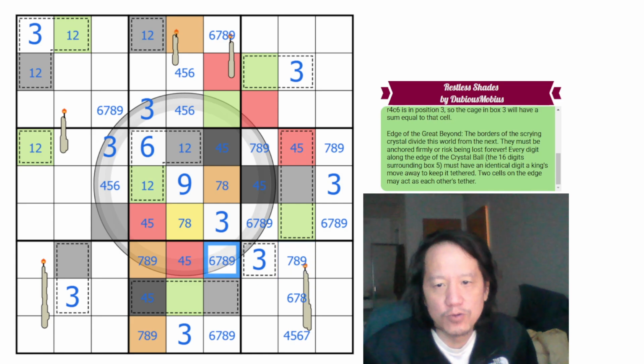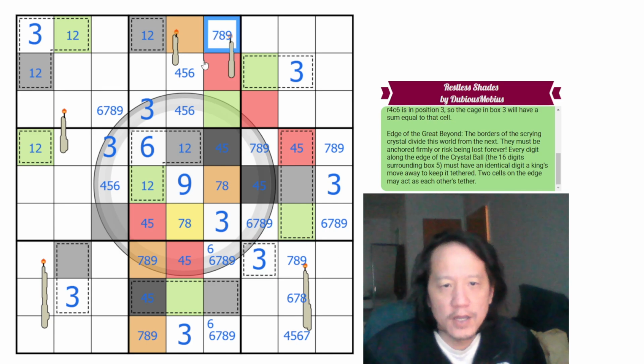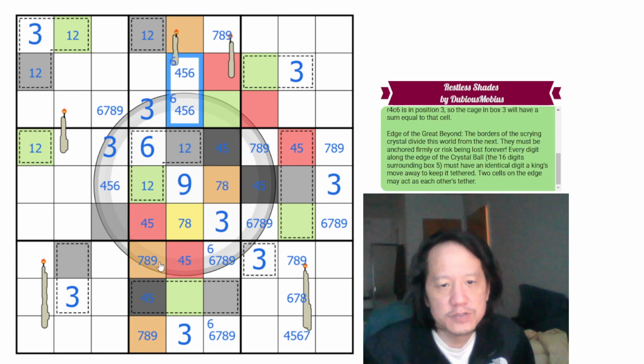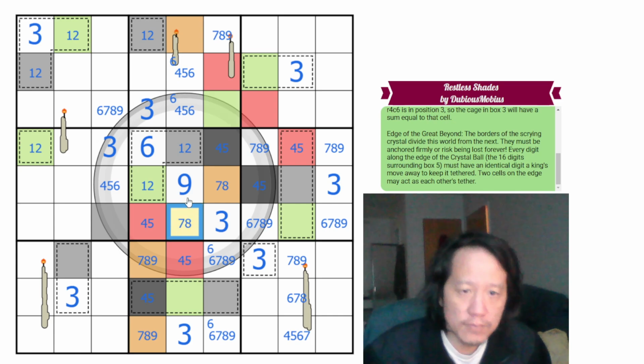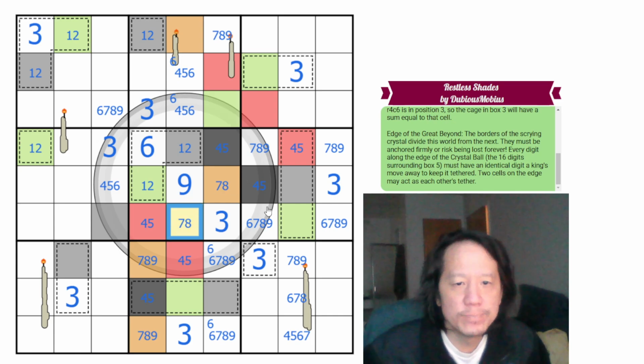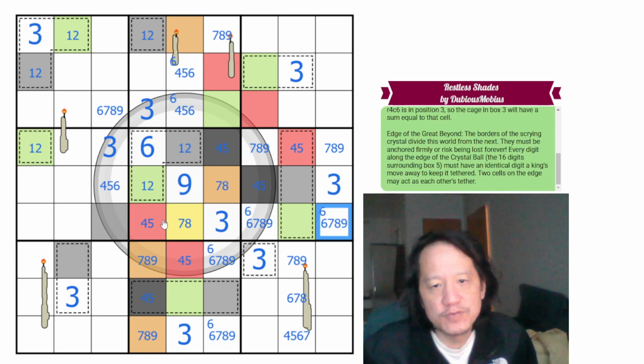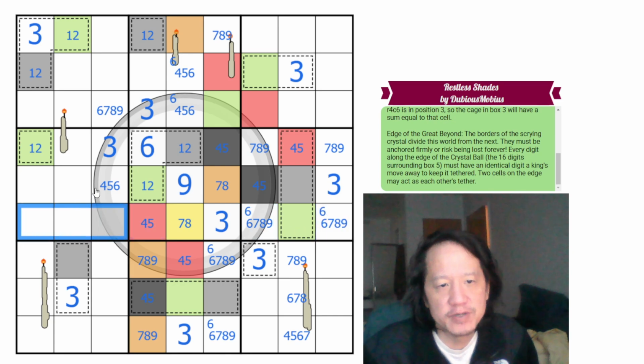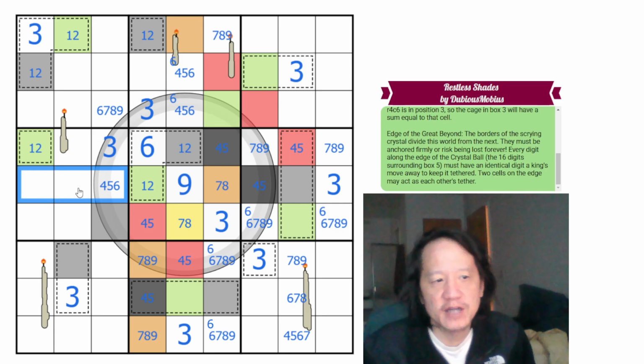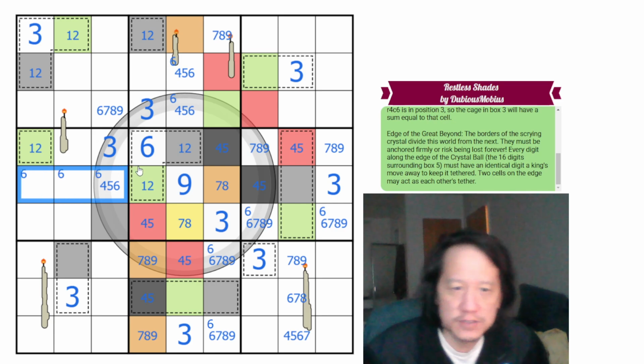We're not sure which. Oh yeah, these can't be 6 because of the 6 here, and these can't be 6. So therefore, one of these 2 cells is a 6. So this can never be a 6. And the 6 has to be one of these 2 cells because one of these 2 cells has to be a 6. Similarly, one of these 2 cells is a 6, so none of these can be a 6. Therefore, where is the 6 in box 4? It must be one of those 3 cells then.